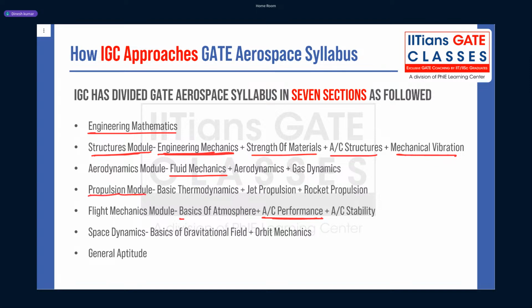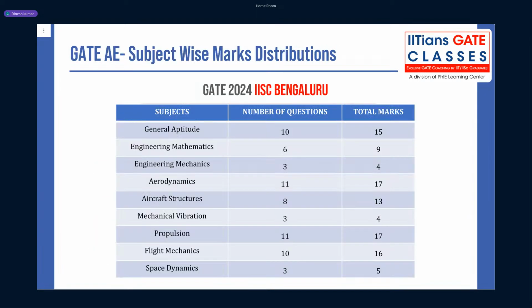So the propulsion module we divide into basic thermodynamics, jet propulsion, and rocket propulsion. Aerodynamics module: fluid mechanics, aerodynamics, gas dynamics. And space dynamics is divided in two parts, very small basics of gravitational field and orbit mechanics. And the last and the most important in the GATE syllabus, where the real difference comes in your rank, is general aptitude, which is not tough, but again you need to do good practice, and we in IGC give a lot of emphasis on aptitude as well.